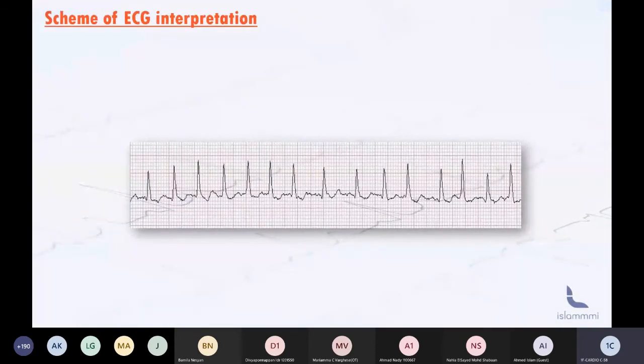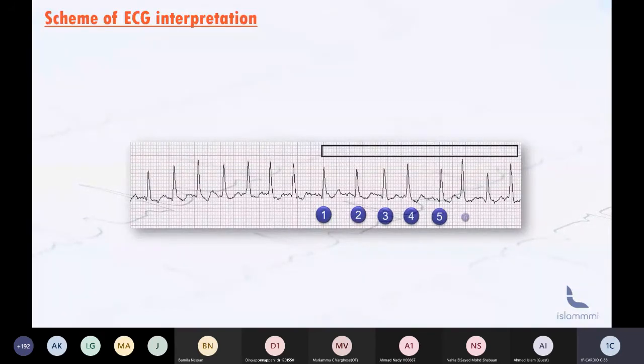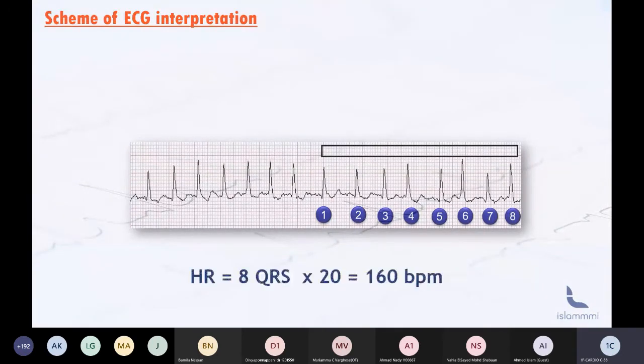So I'll give you another example of atrial fibrillation. This is a completely irregular strip. So if you want to calculate the heart rate, just take 15 boxes, which represent 3 seconds, then calculate how many QRS are coming here. So 1, 2, 3, 4, 5, 6, 7, 8. This is only in 3 seconds. So in 1 minute, 8 multiplied by 20. So the heart rate in this strip should be 160.